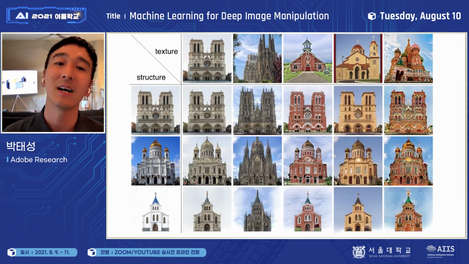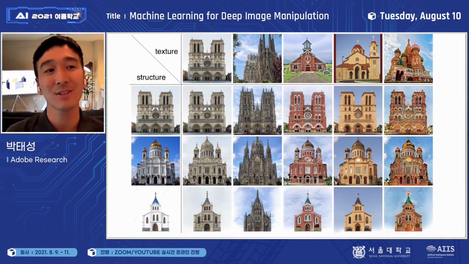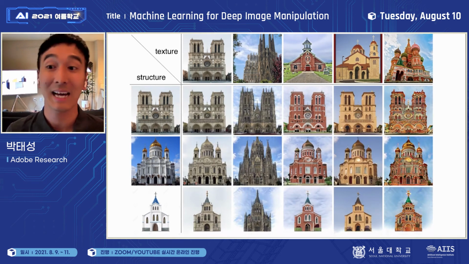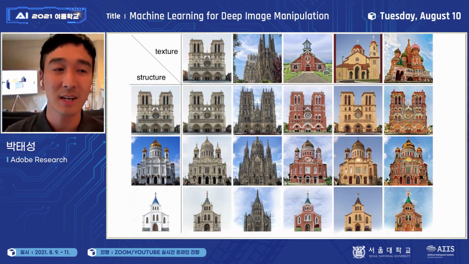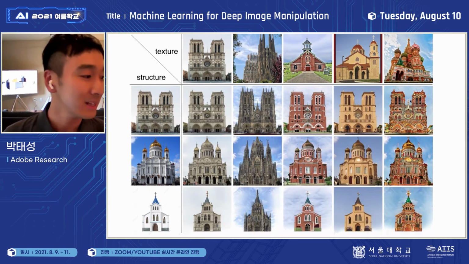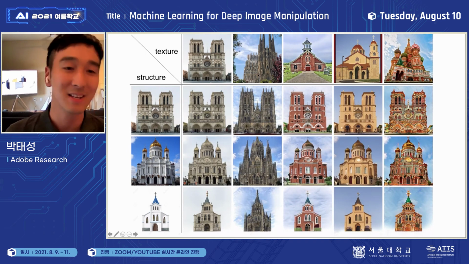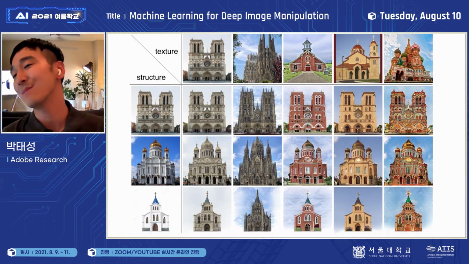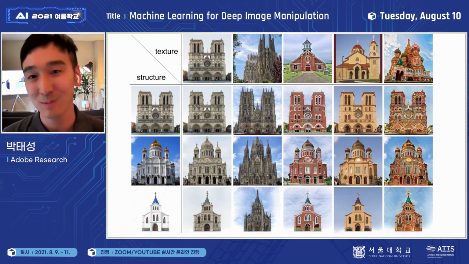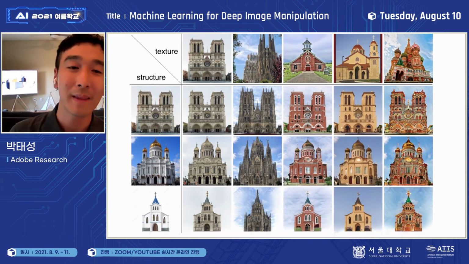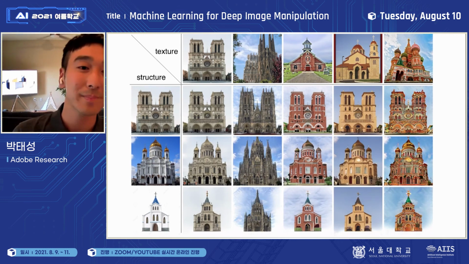And note that this style and texture and structure grid may look similar to the style content swapping grid of the StyleGAN paper, but it's actually very different in that the input images are existing real images. And I think you can recognize some of the images here, like Notre Dame Church in Paris and Sagrada Familia in Barcelona. And embedding these images into the latent space of StyleGAN is actually a very hard, non-trivial problem. And we don't suffer from that problem.